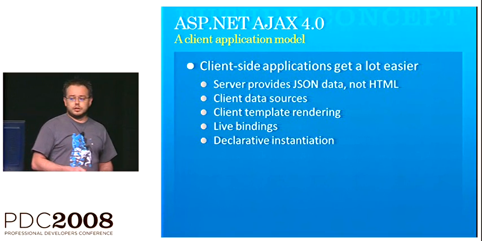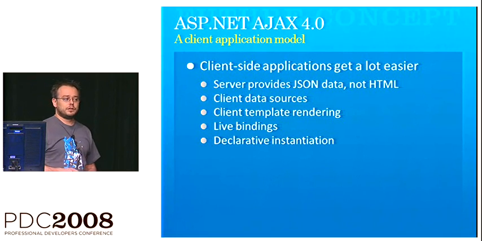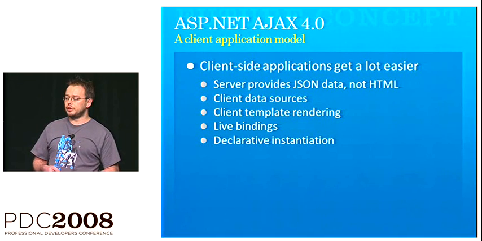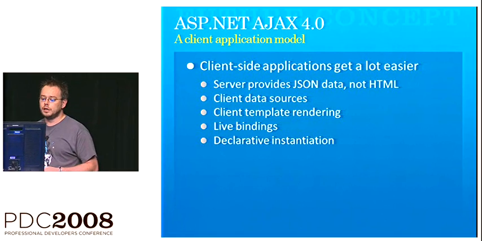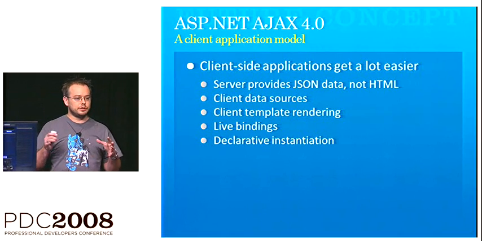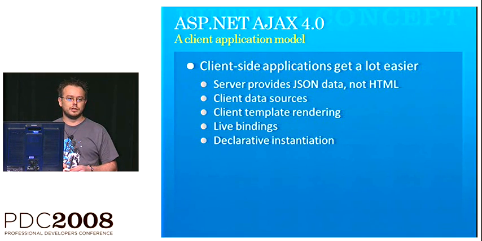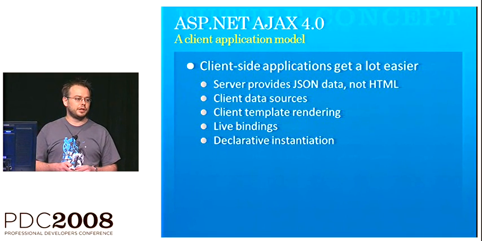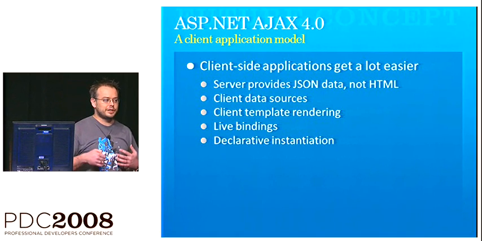So our goal with 4.0 is to make client-side applications very, very easy to develop. This is a model where you get JSON from the server, not HTML, which means that you have an actual data object graph on the client that you can use and reuse. We have client data sources that enable you to get that data from the server and keep a reference to it. We have client template rendering, and I think that is the most important part in terms of rapid development. We have live bindings, which will enable very dynamic applications.